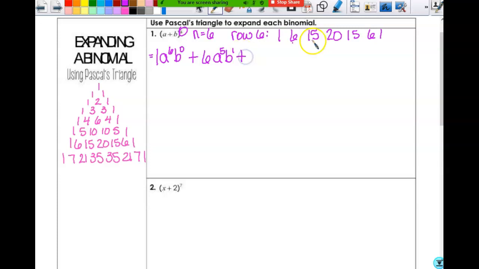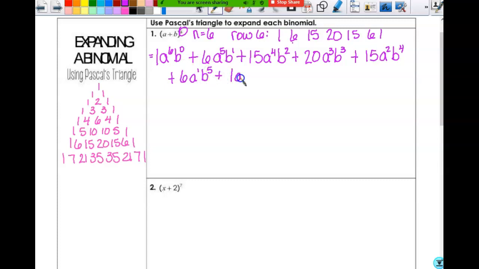Plus, my next coefficient is 15. That'll be a to the 4th, b squared. And then 20 is my next one, and that'll be a to the 3rd, b to the 3rd. Then my next coefficient is 15. That'll be a squared, b to the 4th. And then 6 times a to the 1st, b to the 5th, plus 1 times a to the 0, b to the 6th.